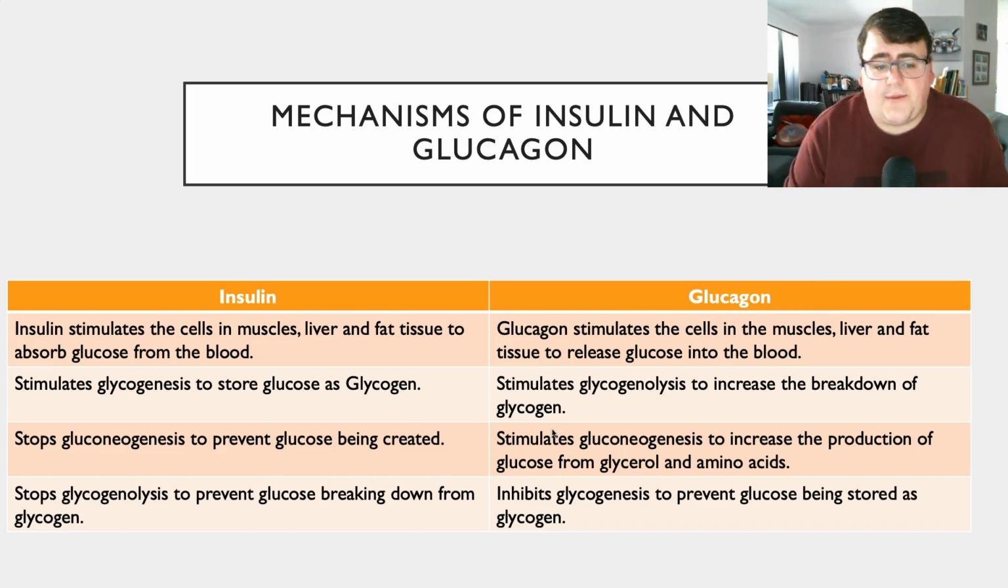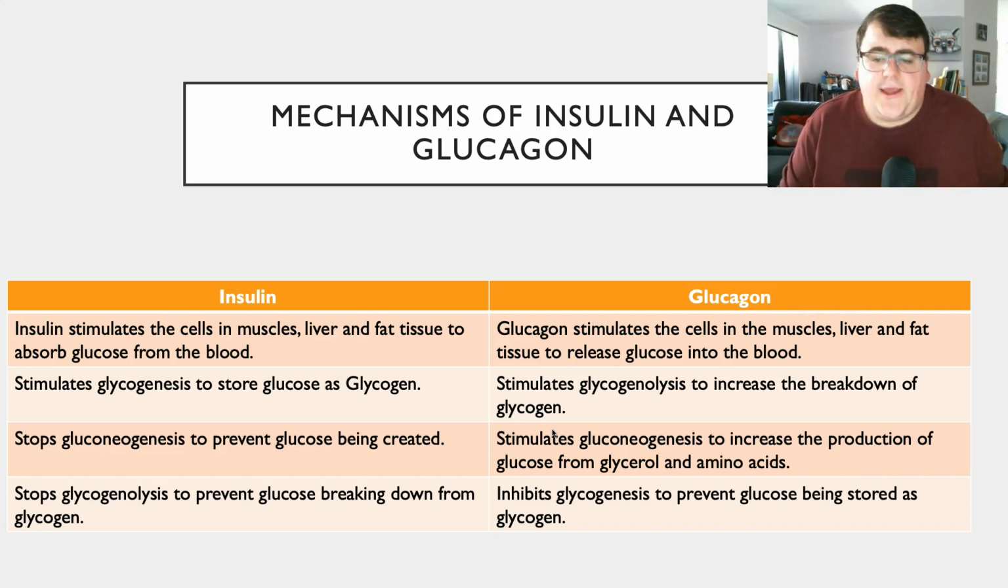So insulin and glucagon. Insulin stimulates the cells in our muscles, liver, and fat tissue to absorb glucose from the blood. It's telling us to stop creating more glucose. We want to take the glucose away. So it's going to stimulate glycogenesis to store that glucose as glycogen. Turn all the excess glucose into glycogen. We don't need it. It stops gluconeogenesis from using amino acids and glycerol to create glucose because we don't need it. We've got enough in our body. It also stops glycogenolysis. We don't need to break down any more glycogen because we've got enough glucose. We need to be building up glycogen.